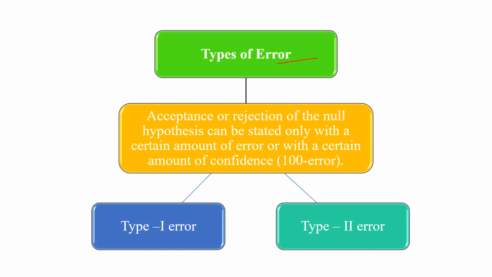So here, acceptance or rejection of the null hypothesis can be stated only with a certain amount of error or with a certain amount of confidence. From that point of view, we use 100 minus error. That error is of two types, known as type 1 error and type 2 error. So here we need to understand what type 1 error and type 2 error are. First of all, we'll define type 1 error.